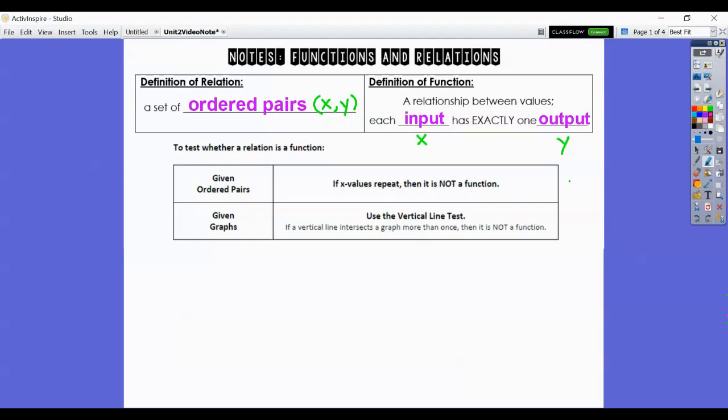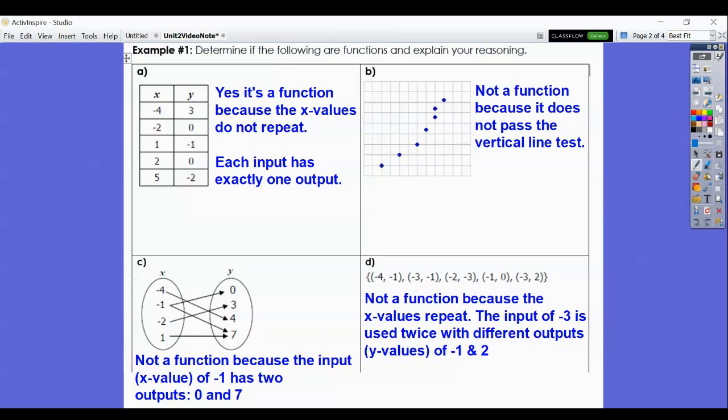Given a graph, our test is going to be the vertical line test. Remember, vertical lines go straight up and down. That would be a vertical line. If a vertical line intersects a graph more than once, then it is not a function. Let's go ahead and look at 4 examples here.